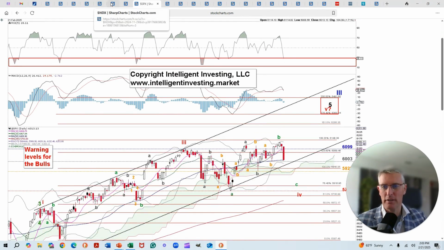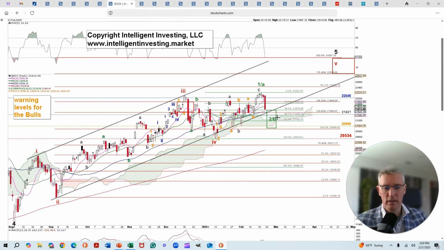Let's see if I can find the correct one there. So they have 3 waves up for 1A, 2B, 3C, and then the market can decide if it wants to do 4 and 5 or not. Most likely, we're just going to see an ABC. Okay, so far so good. Nothing out of the ordinary yet.